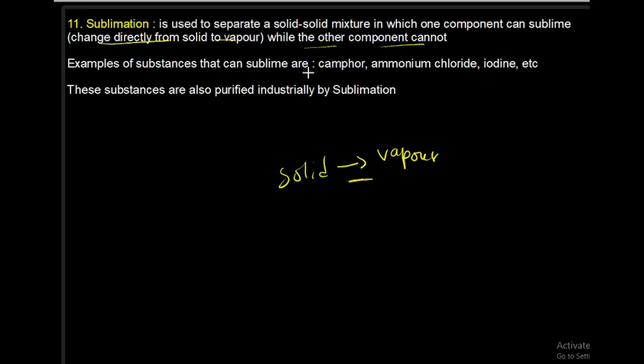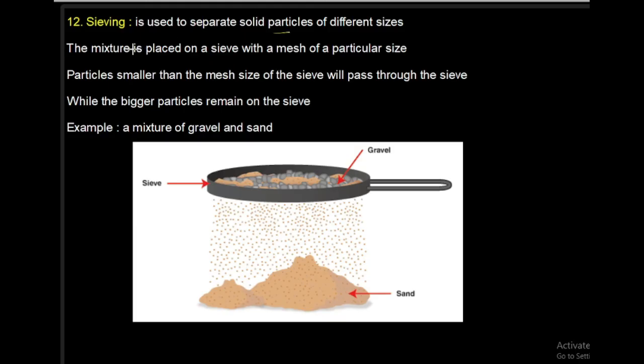Examples of substances that can sublime are camphor, ammonium chloride, and iodine. These substances are also purified industrially by sublimation. Now we also have sieving.